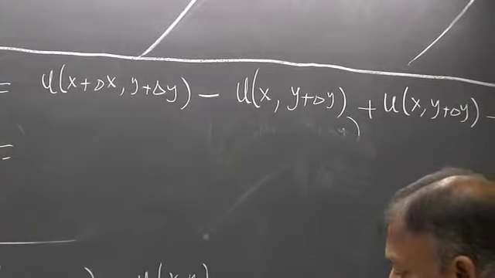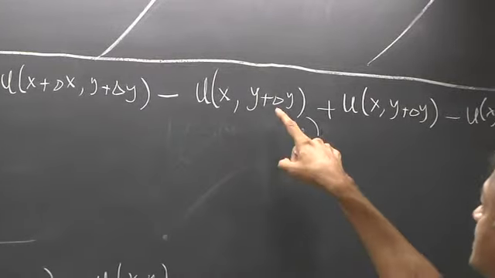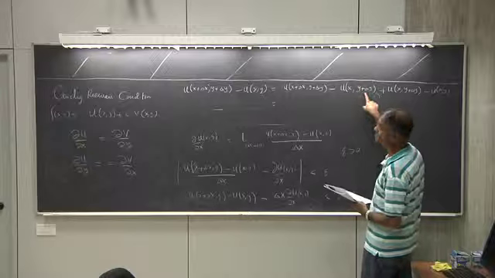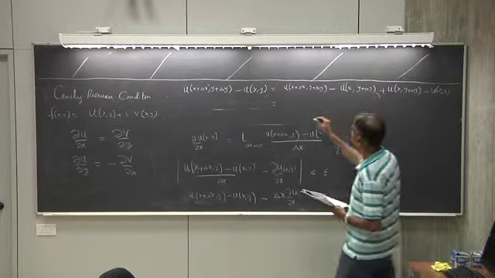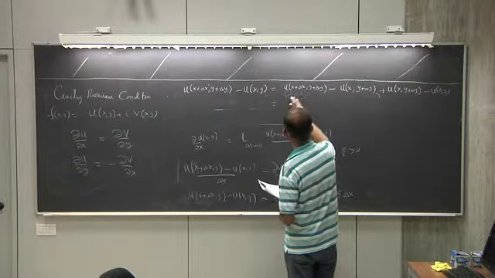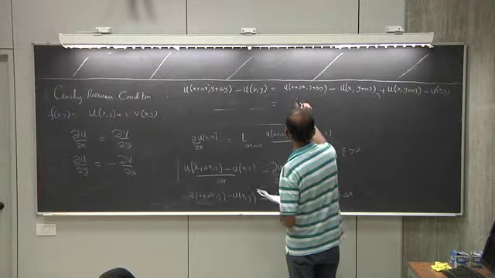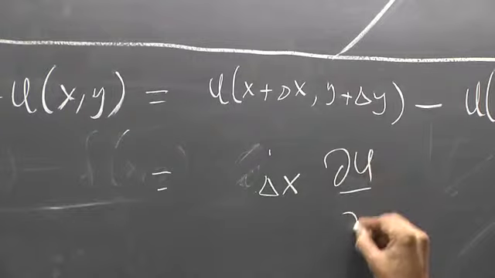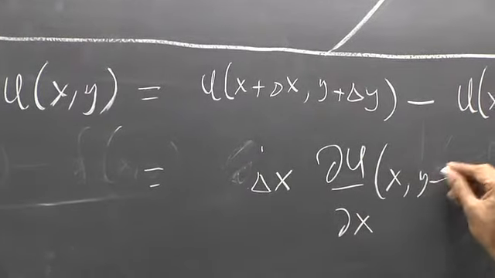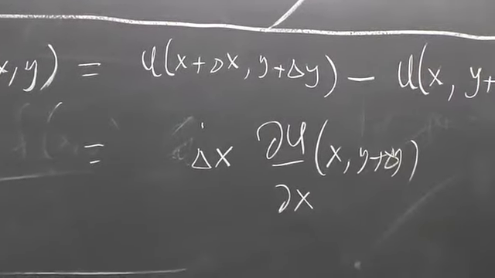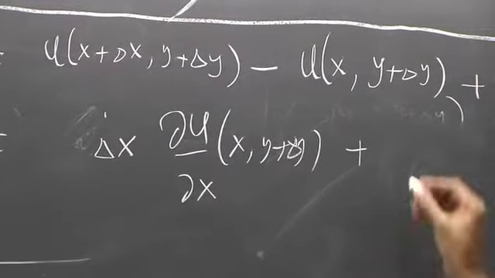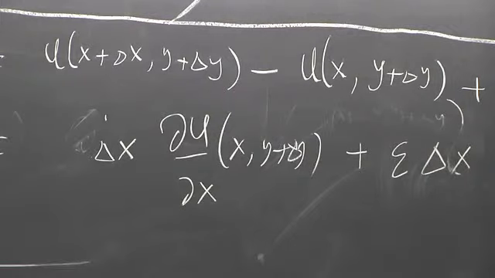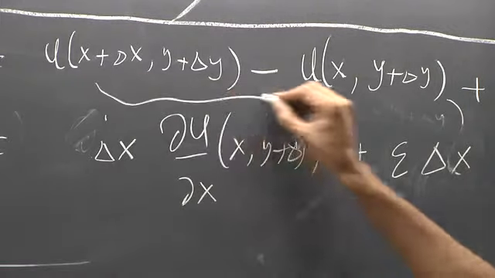So now what is this object? By using this kind of an equation, you see that this is the partial derivative of u with respect to x at y plus delta y. So according to this equation, this will be delta x times du by dx at x comma y plus delta y, plus some possible correction, some small change, epsilon delta x. I'm just writing these two parts.